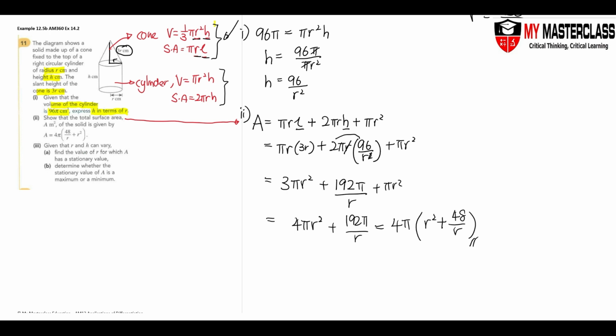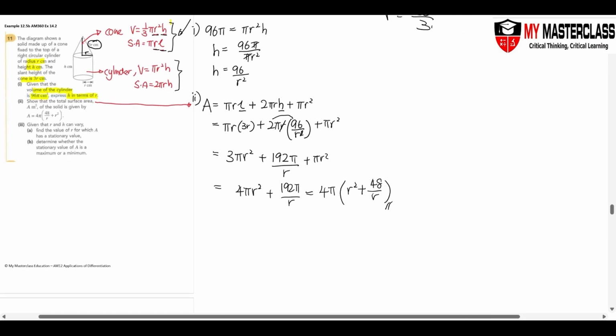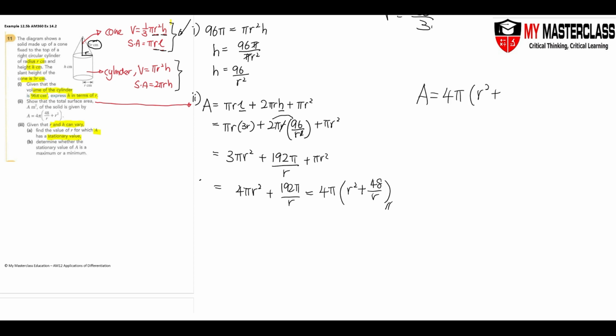So that's the first part, forming the equation. Next. Given that R and H can vary, they will always say this kind of information, not important. That means R and H are variables. Find the value for which A is stationary. Again, stationary point. What's the concept? So now you have A is equal to 4π bracket r² plus 48 over r. This is the equation in terms of A and r.